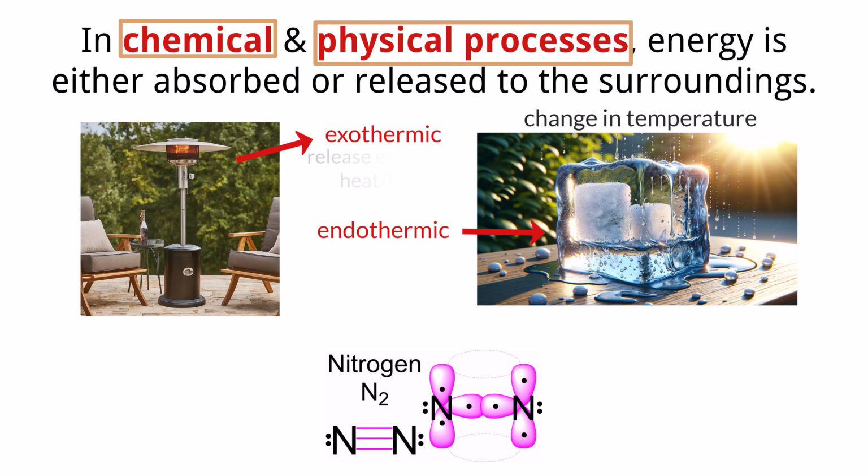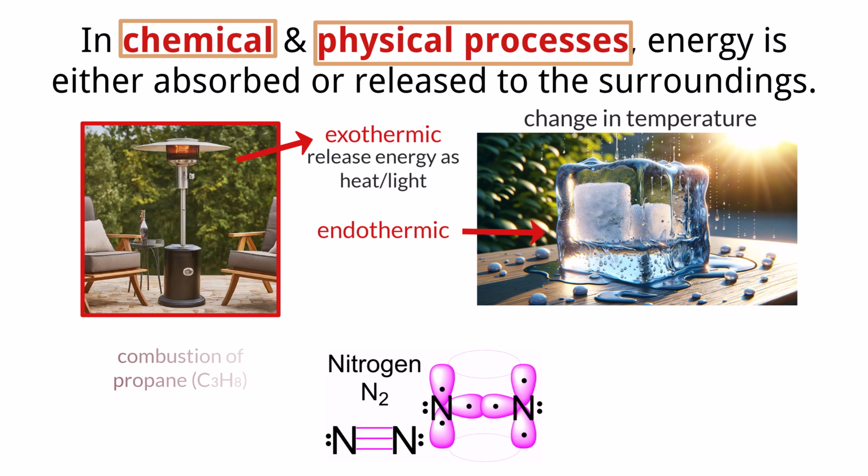Exothermic processes release energy to the surroundings, usually in the form of heat or light. The heat causes the temperature of the surroundings to increase, and the light can illuminate the surroundings. A great chemical reaction example of this that you can see and feel is the use of space heaters often seen at outdoor events or restaurants. These space heaters use the combustion of propane, C3H8, to release heat and light, flame, to the surroundings. The reaction is C3H8 plus 5O2 going to 3CO2 plus 4H2O plus heat and light.